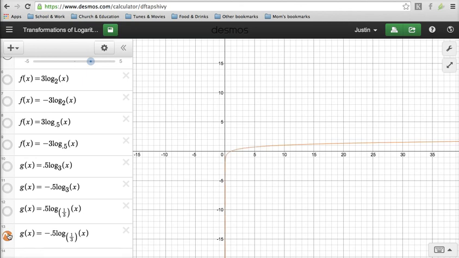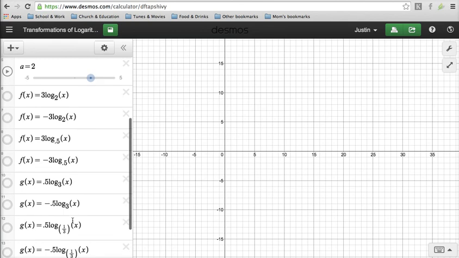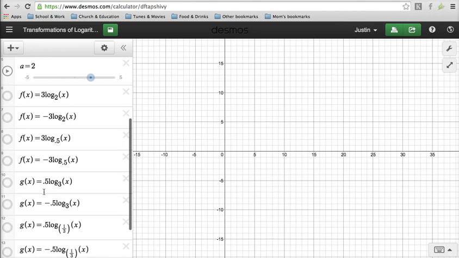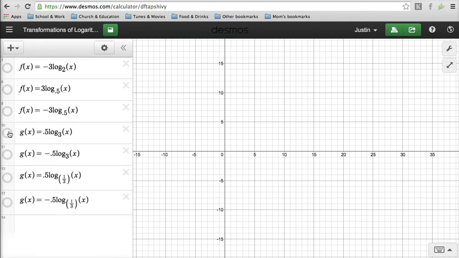Okay, at this point, you'll want to summarize all of the things from this lesson. We know that k moves the function up and down. We know h moves it left and right. And we know that a makes it get steeper. When a is negative, it flips over. So let's look at that again. Here it's positive. Here a is negative, and we see that it reflects across the x-axis.